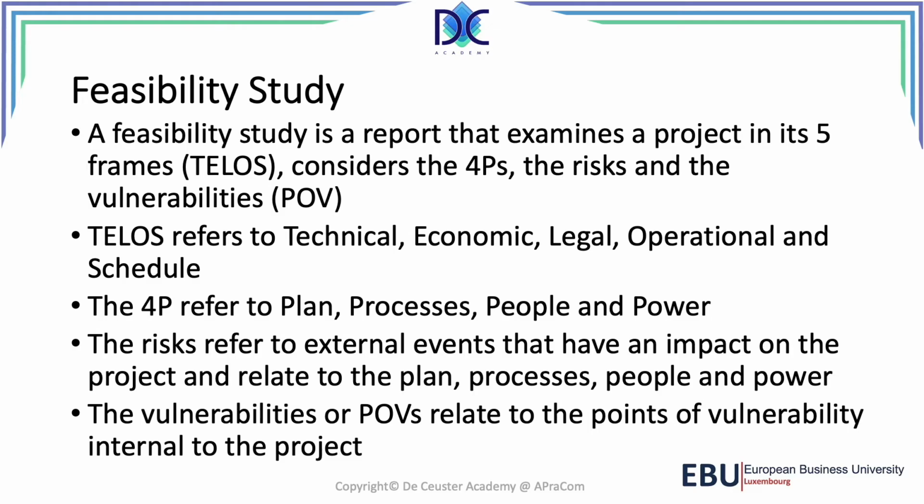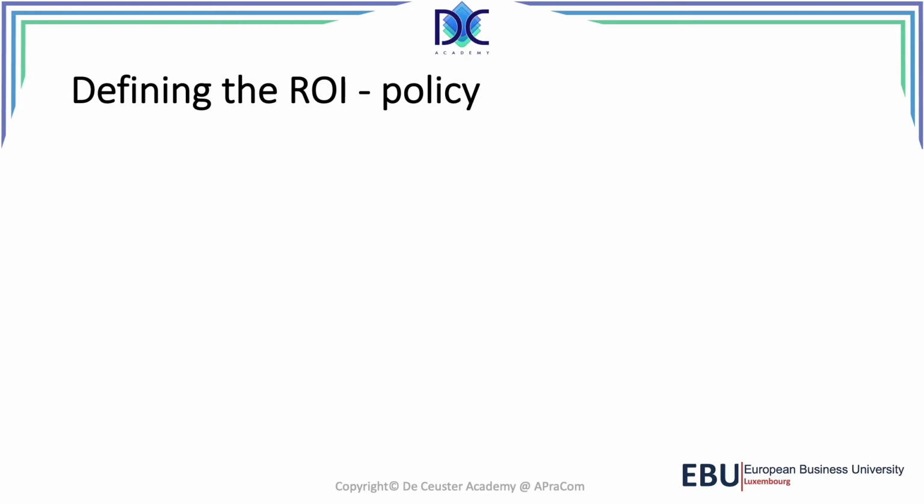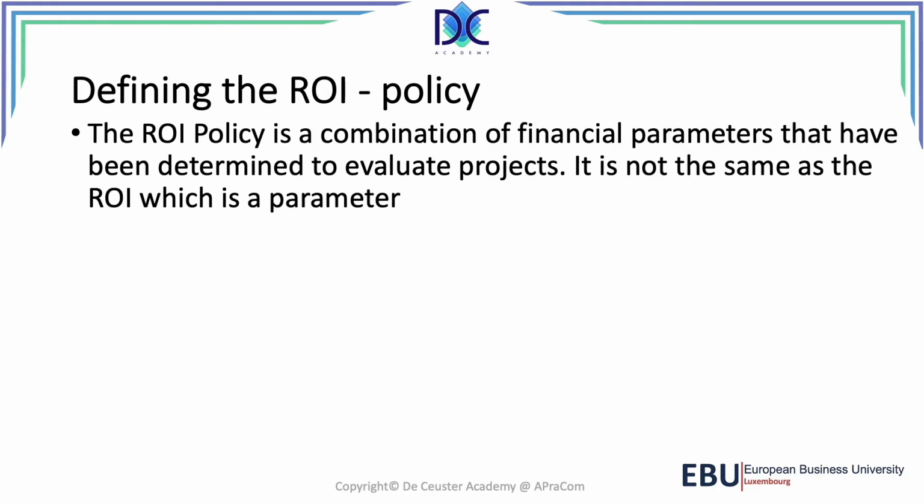But in order to finish this lesson, I want to talk about the return on investment policy. Now, we have to define an ROI policy, and the ROI policy is different from the parameter return on investment. The return on investment policy is a combination of financial parameters that we have to evaluate in order to select a project, yes or no. So based on the definition of the ROI policy, we have a set of parameters and specific conditions.